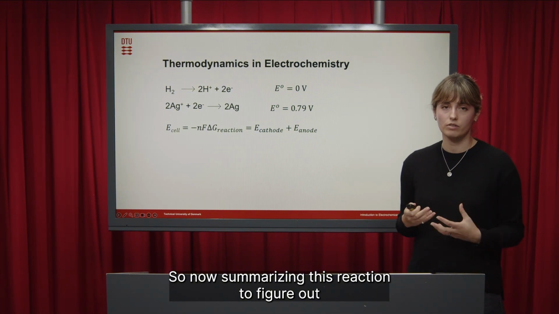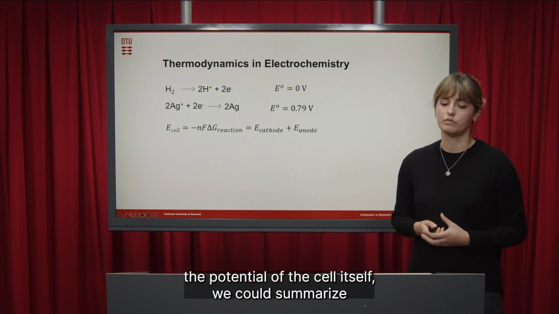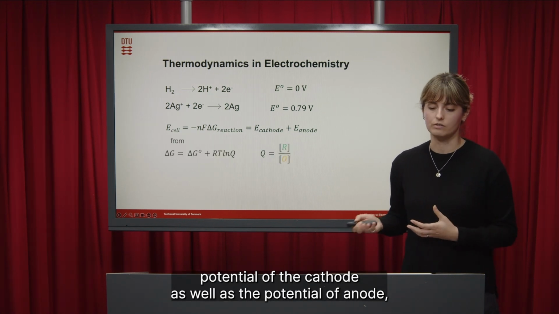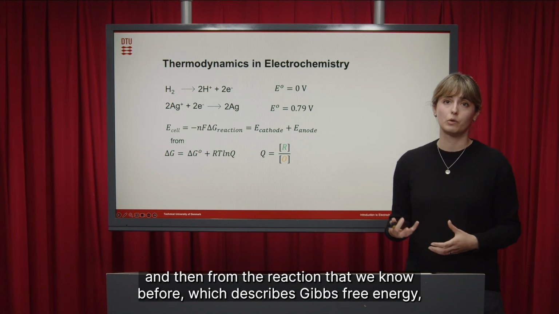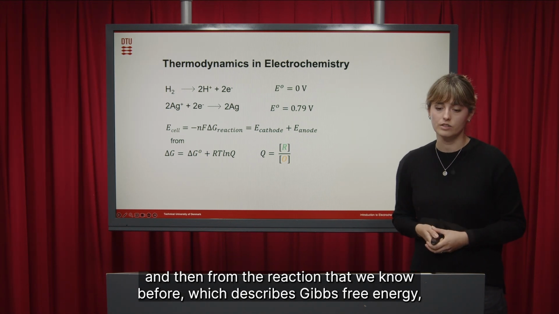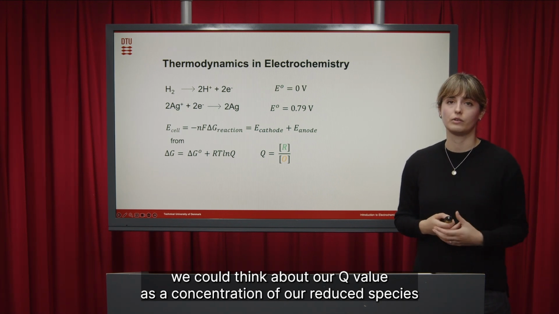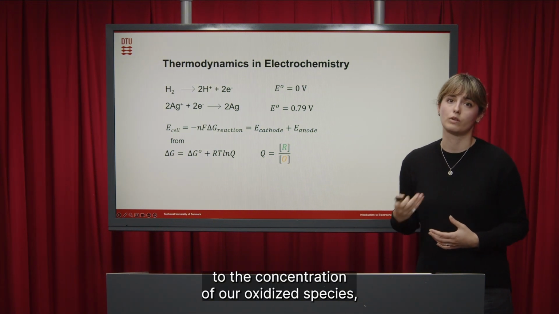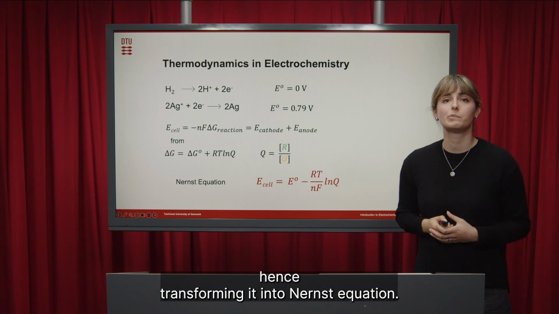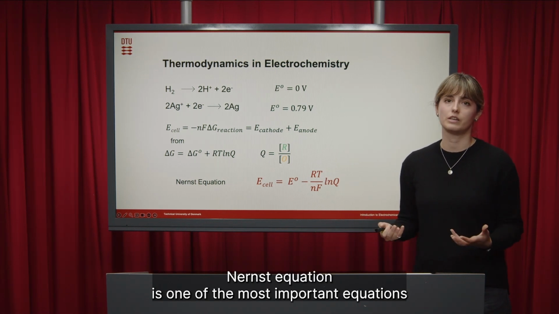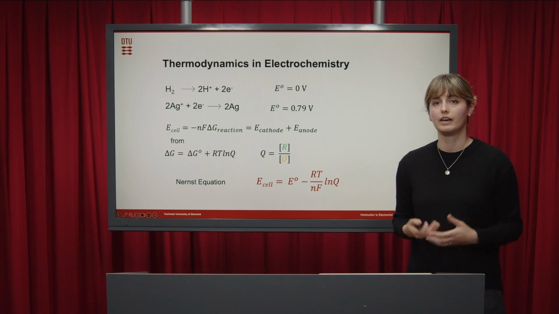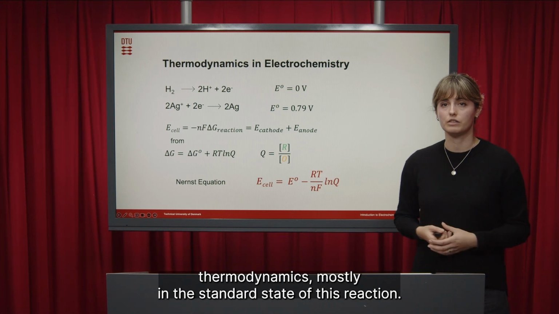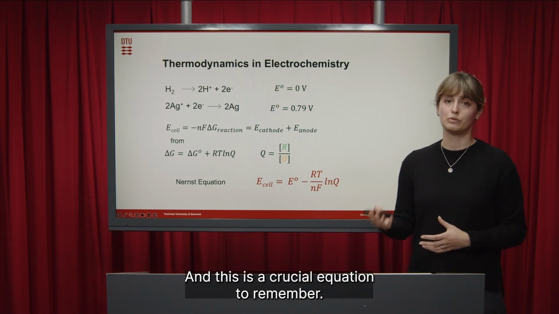Now, summarizing this reaction to figure out the potential of the cell itself, we could sum the potential of the cathode as well as the potential of the anode. And then from the reaction that we knew before, which describes Gibbs free energy, we could think about our Q value as the concentration of our reduced species to the concentration of our oxidized species, hence transforming it into the Nernst equation. The Nernst equation is one of the most important equations in electrochemistry, which completely describes thermodynamics, mostly in the standard state of this reaction, and this is a crucial equation to remember.